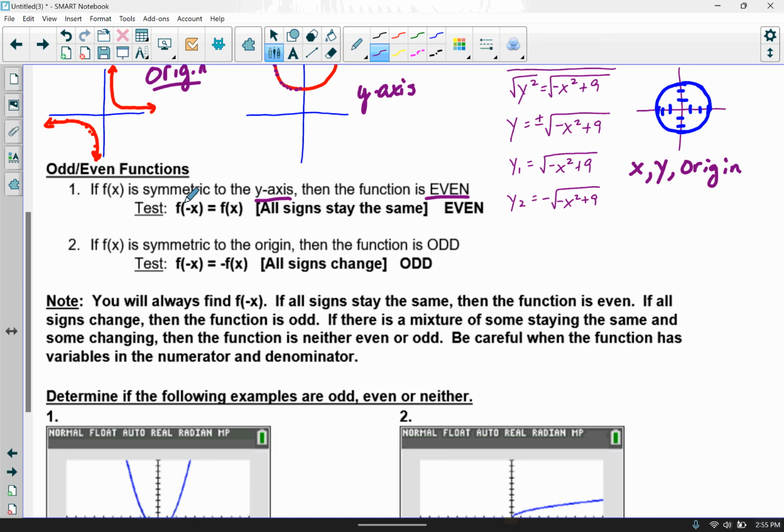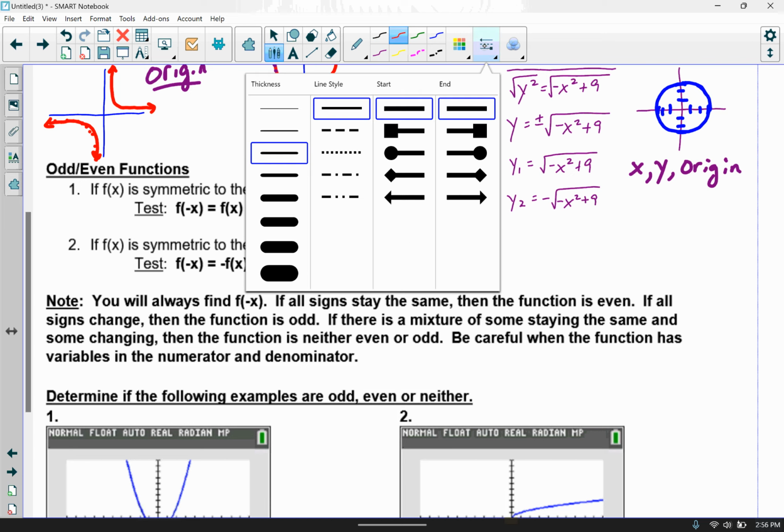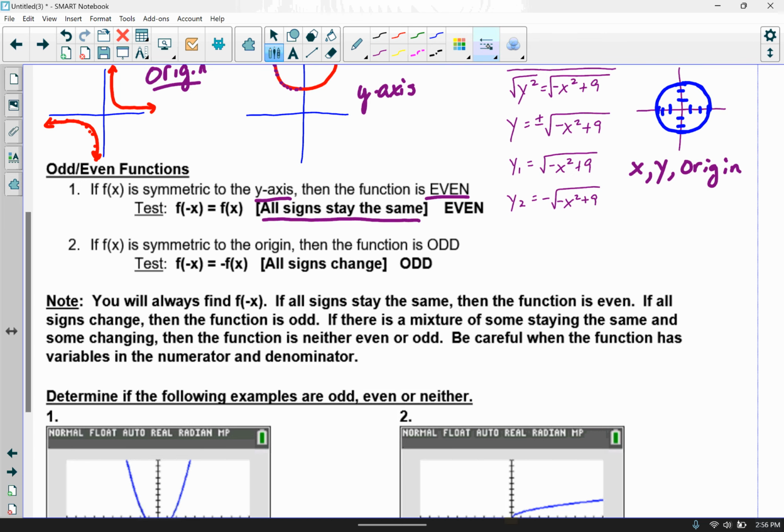All right, so if a function happens to be symmetric to the y-axis, you automatically know then that the function's even. There is an algebraic test, and like I said, we will be doing the test on these. We need to know this test. So the test is f of negative x. If f of negative x equals the original, you plug in, everywhere you see an x, you plug in negative x, you clean it up, and it equals the original problem, then your function is even. So when you're doing this, all signs are going to stay the same. All right, again, that's going to make more sense in just a moment, so hang with me for a minute.